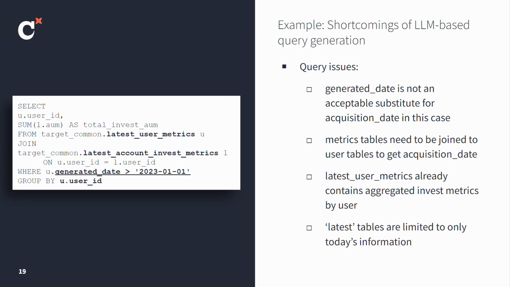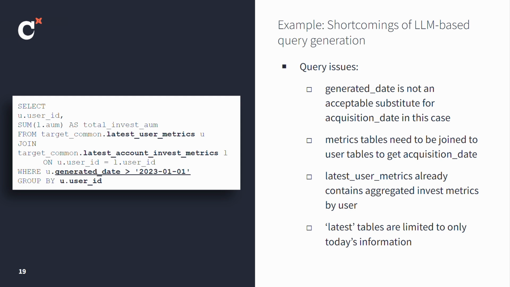So this is the query on the left that is returned from this sort of direct LLM writing SQL architecture that I mentioned. And as I said, this query looks fine. This query will run. It will give you a column that says user ID. It'll give you a column that says total invest AUM. But if you look a little bit closer, it's not actually answering the question that was asked.